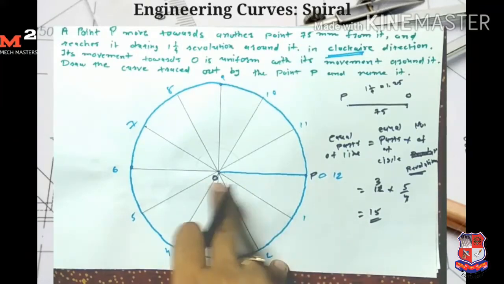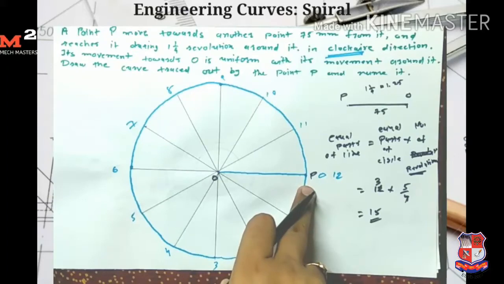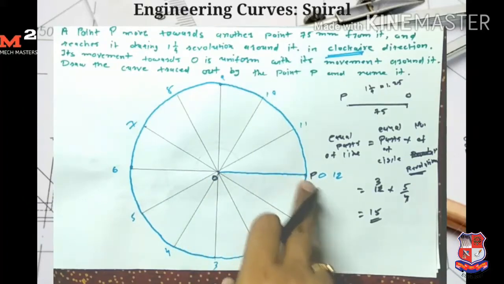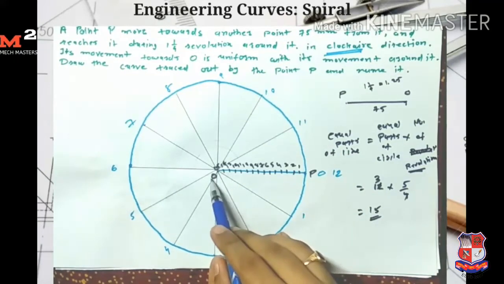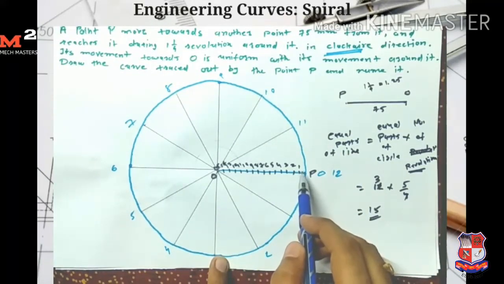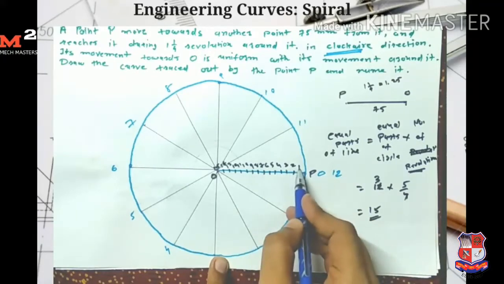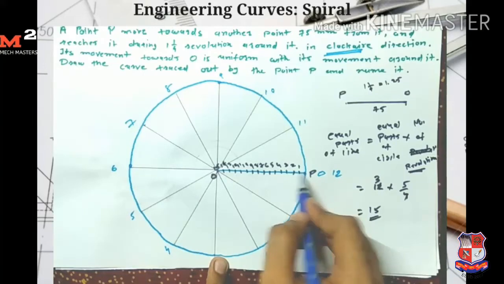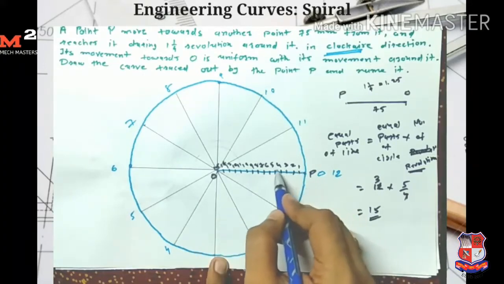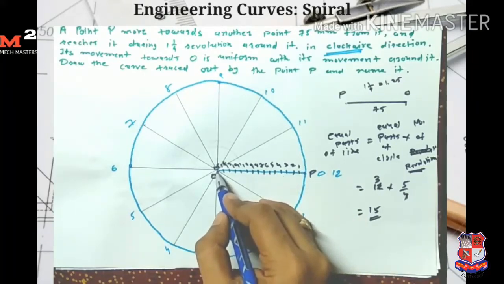This distance OP is equal to 75 mm, so we divide the 75 mm line into 15 equal parts, 5 mm each. Now I divide the line OP into 15 equal parts and give the numbers in this direction: 1, 2, 3, 4, 5. Remember this point: we always give the numbers from P to O, 1, 2, 3, 4, 5 up to 15 at point O.